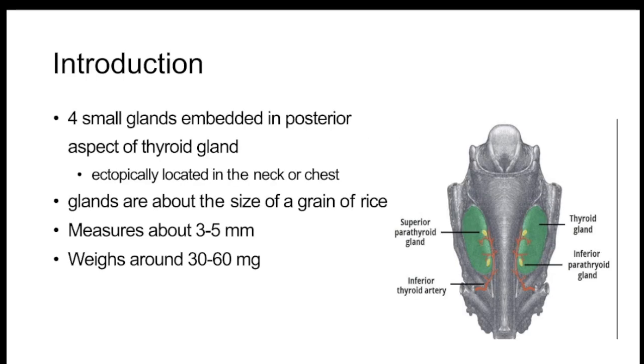Today we are going to talk about the anatomy and physiology of the parathyroid gland. The parathyroids are a group of usually four small glands embedded in the posterior aspect of the thyroid gland. They may be located in the neck or the chest, and the glands are usually the size of a grain of rice, measuring about 3 to 5 mm and weighing only about 30 to 60 mg.